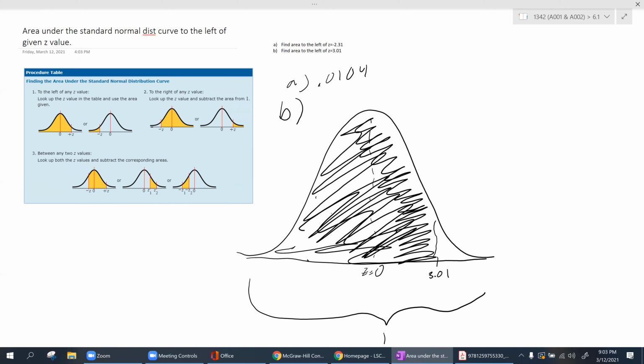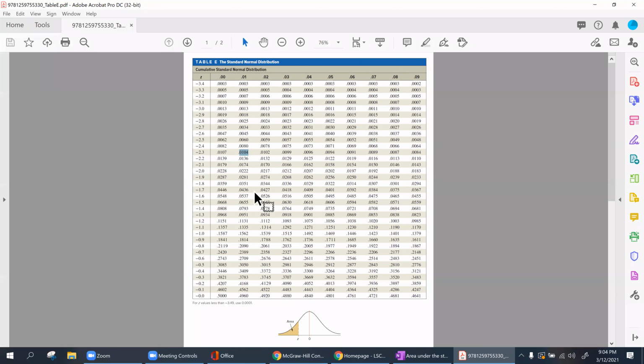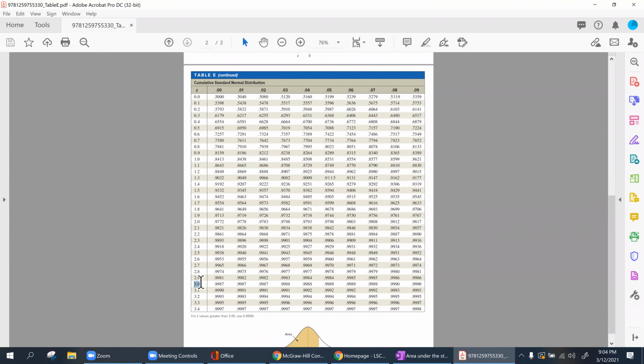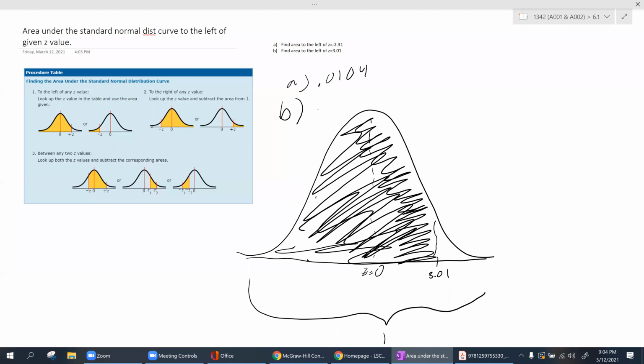So let's go ahead and see what happens. I'm looking for 3.01. This is the negatives, I don't want those. 3.0, and I'm looking for 1. And be careful, the first column is not going to be for 0.01. That's for 0.00, in case you were asked to find just 3.00. You would use that one. So just be sure that you use this one here. That's 0.9987, and that's my area.